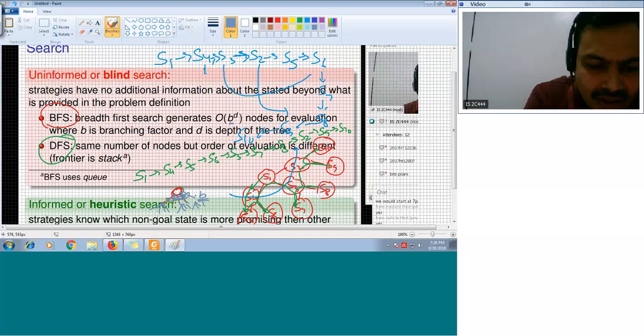So how deep can we go? Let's assume this is level 1, this is level 2, this is level 3, level 4. So how deep can we go?